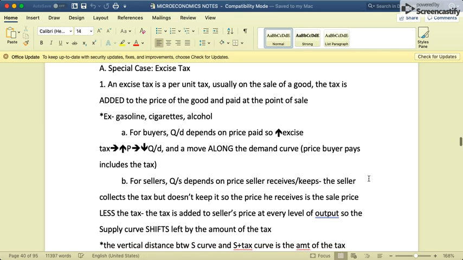So for a buyer, for you going to the gas station, the quantity that you demand depends on the price paid. So an increase in excise tax leads to an increase in price, which leads to a decrease in quantity demanded. So that means it's a change in price. So we're moving along the demand curve. The price that the buyer pays includes the tax.